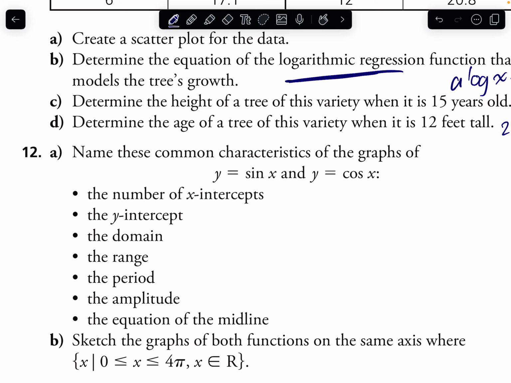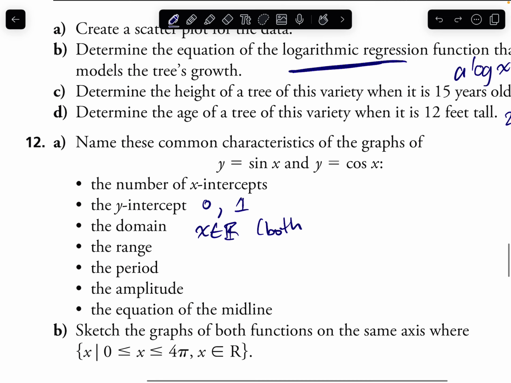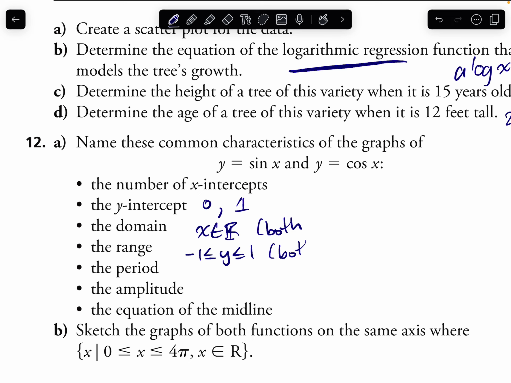The y-intercept will be 0 for sine and 1 for cosine. The domain will be all reals for both. You can literally just graph these on Desmos and then pick out these features. The range will be from -1 to 1. The period is, if you start here, how long does it take to go back to the same spot? Which is 360 degrees.